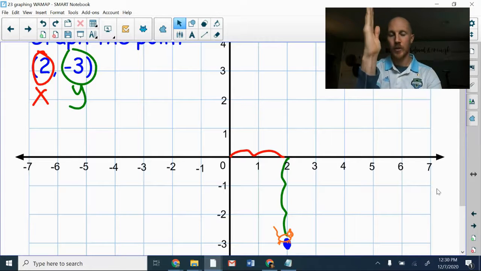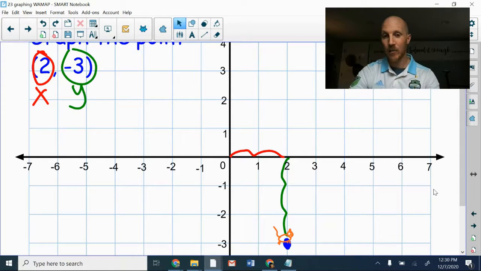Y coordinates describe the up and down location. So -3 is going to go down. So you can see MathCat tracing out down 3 steps to -3. And then there's the dot.